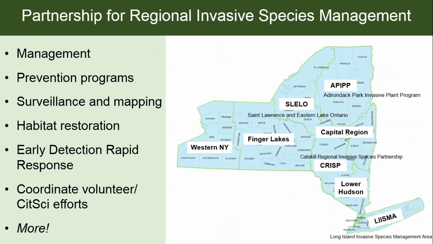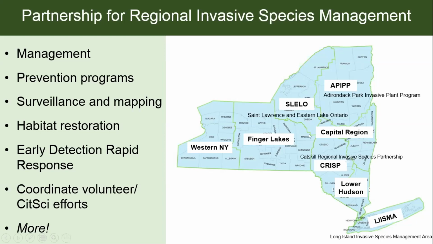And I just mentioned PRISMs a couple times, so many of you might already be working with your PRISMs, but for those of you who are not, they're partnerships for regional invasive species management. So they do management, prevention programs, surveying, habitat restoration, volunteer efforts, education. They do a huge variety of work. And so these are the 8 PRISMs across the state.